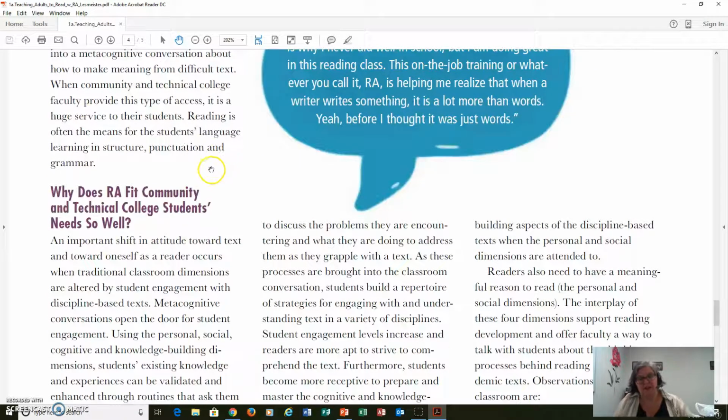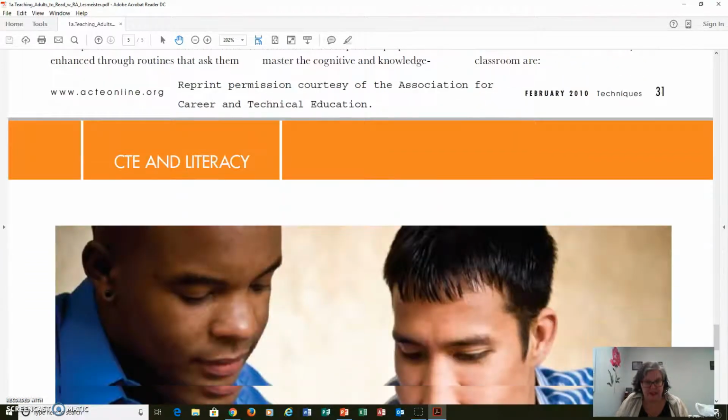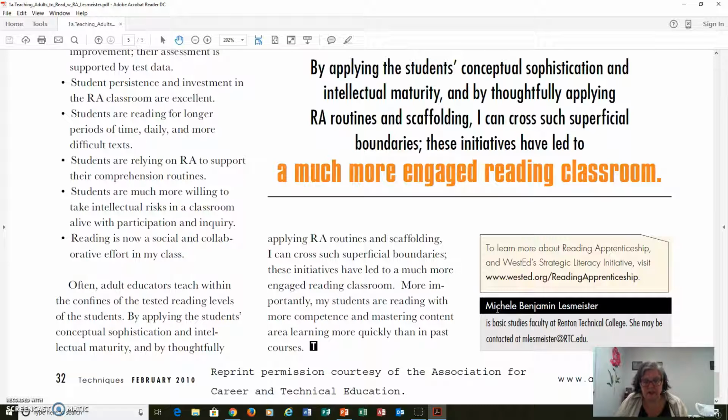And this one's already in a question. So why does Reading Apprenticeship fit community and technical college students' needs so well? And so if I read this section, then I should have an answer to that, and then I can put that into my summary. And okay, that's basically it. All right, so I surveyed it, I've written questions out. All right, so then the next section would be to read it.